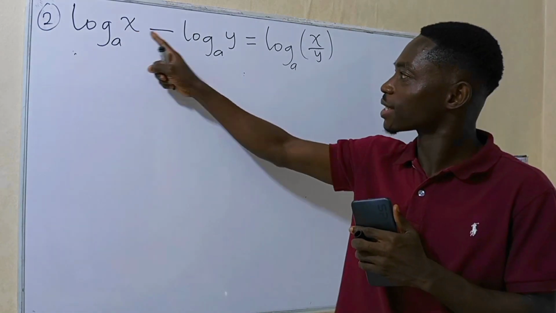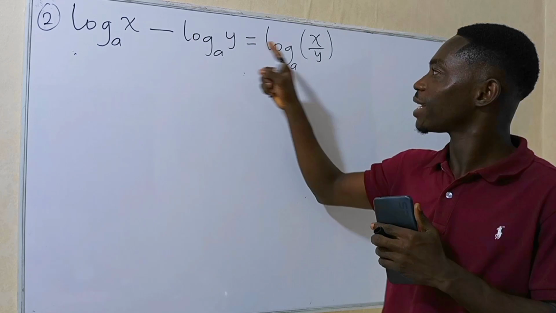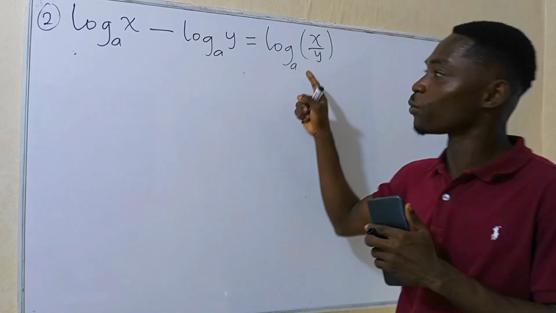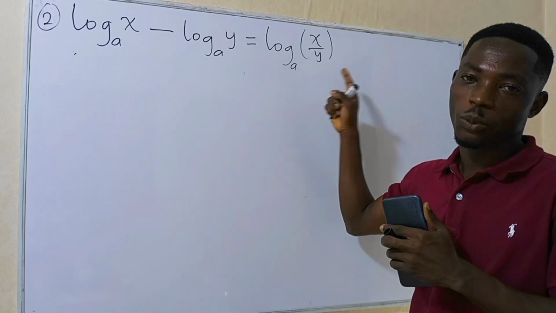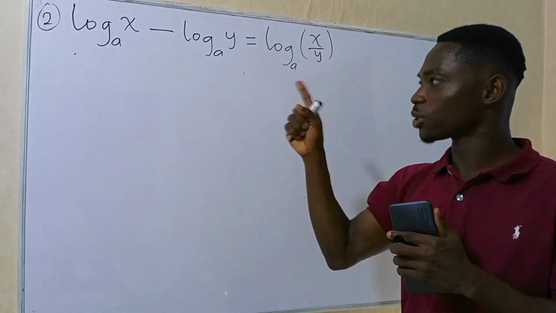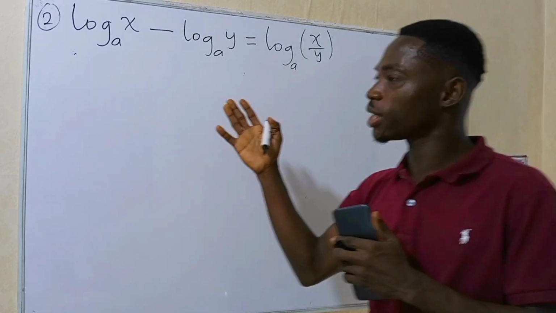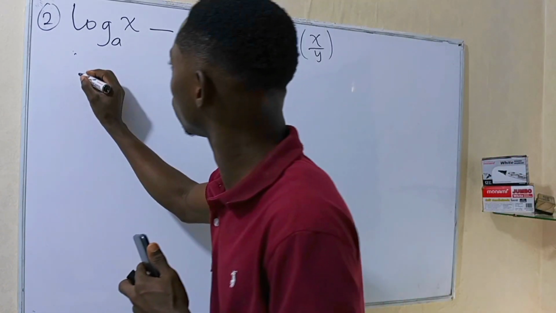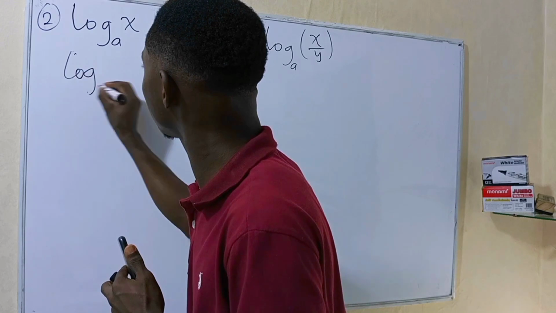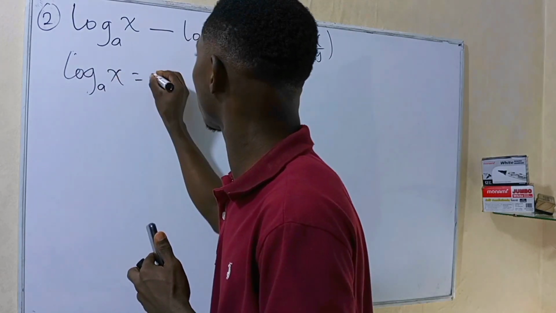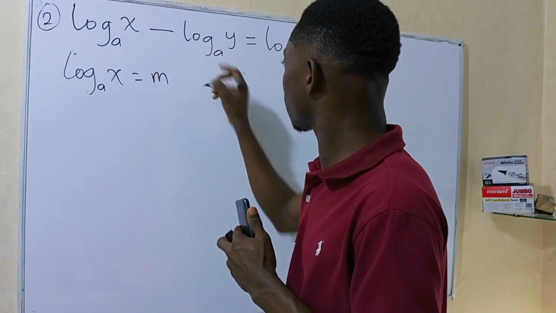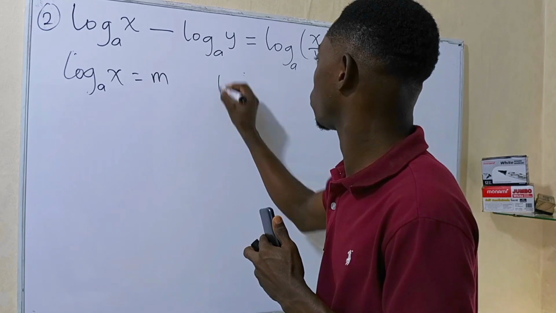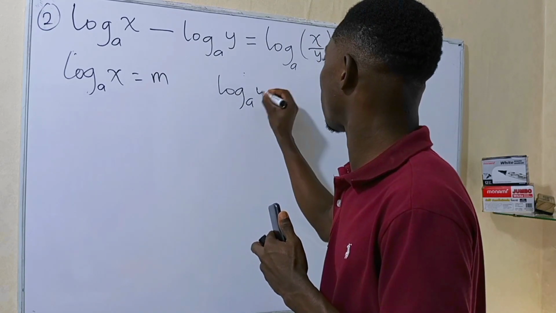Okay, ladies and gentlemen, this right here is law 2. Log base a of x minus log base a of y is giving us log base a of x divided by y. Why is this true? Let's also figure it out. Just as we did before, I'm going to set this right here to m, so we'll have log base a of x is equal to m. Then this right here, I'm going to set to n, which will be log base a of y is equal to n.